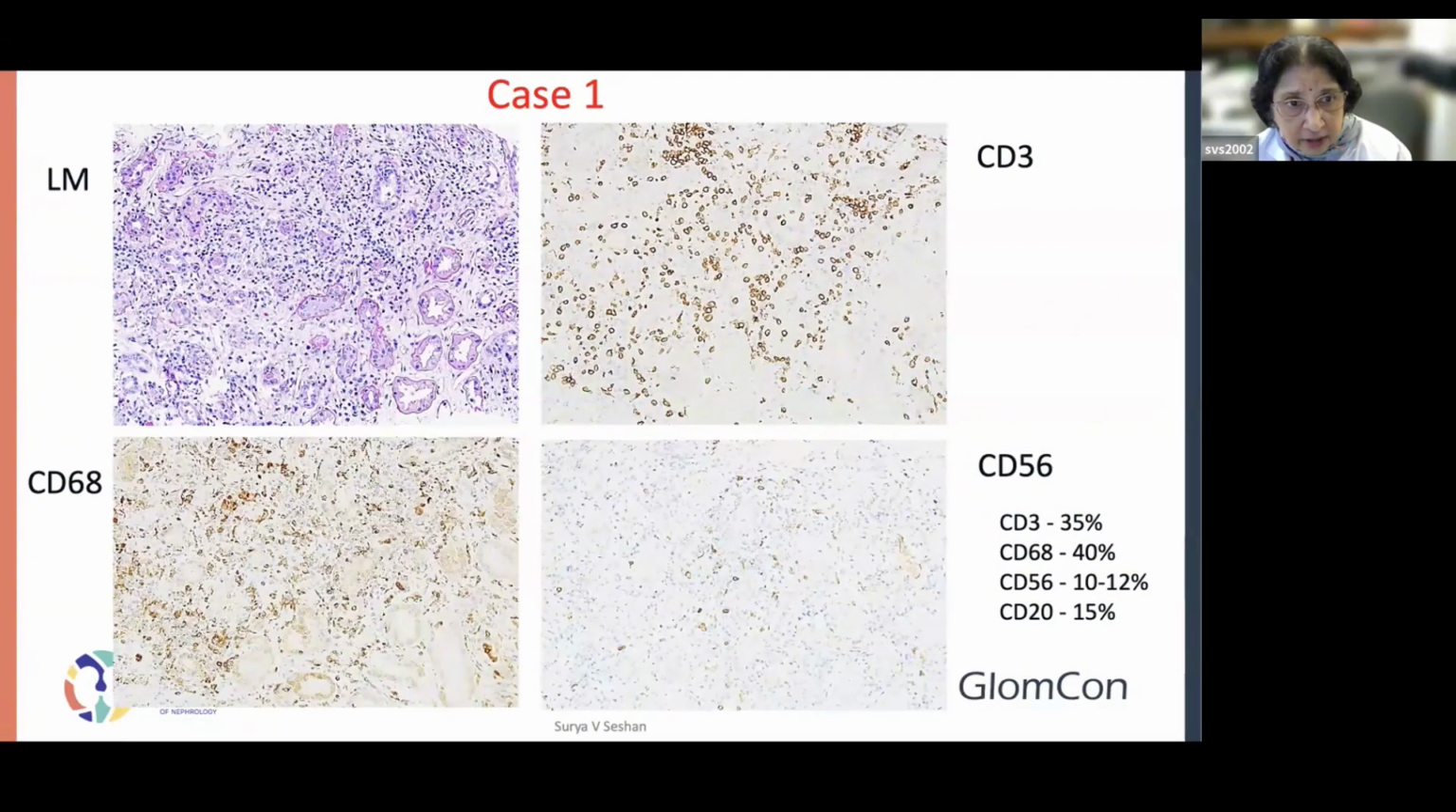Now, this is another picture from the same case, and we also looked at some of the cells that participate in this rejection process. Depending on when you do the biopsy, it's a combination of CD3 T lymphocytes and macrophages that are showing the active, high-grade tubulitis. And surprisingly, we also found natural killer cells, CD56 cells, at a higher percentage, up to about 10 to 12%, and very few CD20 B cells.